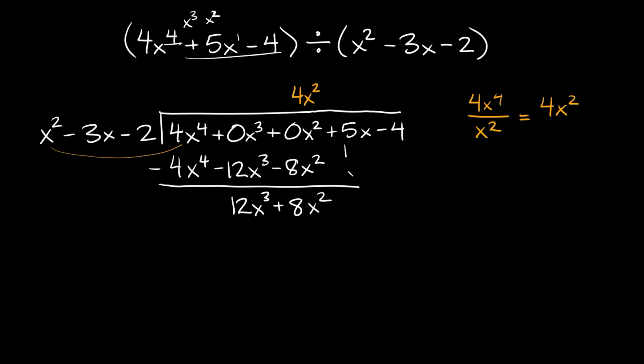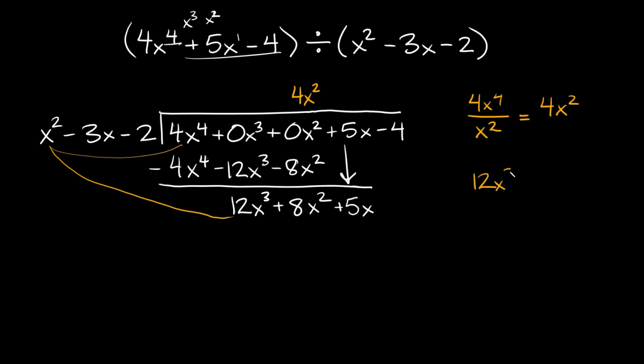Now we have an extra term here, so we're going to bring that down. So that's just a positive 5x. Okay, so this is our remainder so far. So again, we're going to just take our first term and divide it into the very first term right here, 12x cubed. All right, so again, I'll do it on the side.